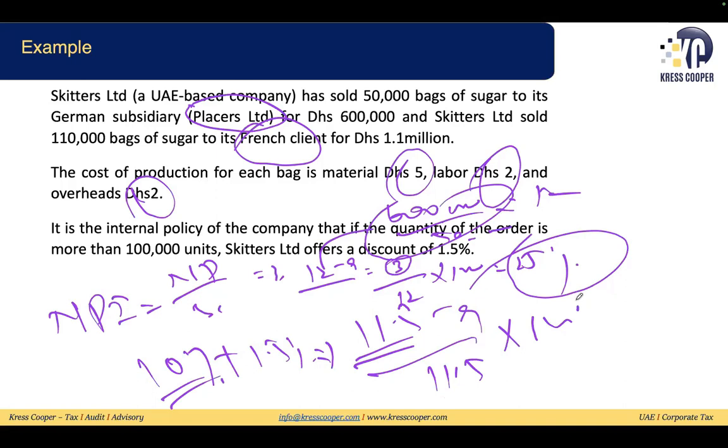So sorry, it is NPA of the controlled transaction. The net profit for the uncontrolled transaction is 10 divided by 1.5, which will be 11.5. So NPA of the uncontrolled transaction is 11.5. NPA of the controlled transaction is 25%, which is already given. We have already calculated this: basically 10 plus 1.5, 11.5.